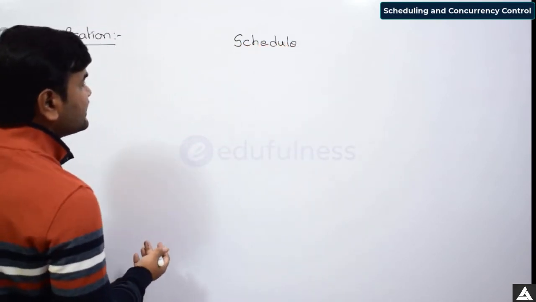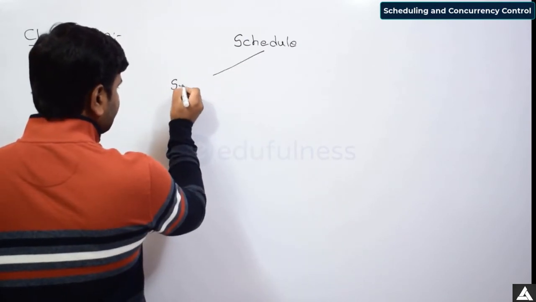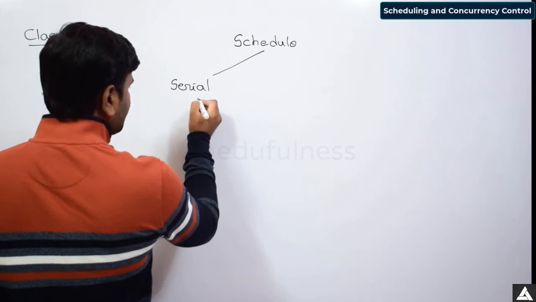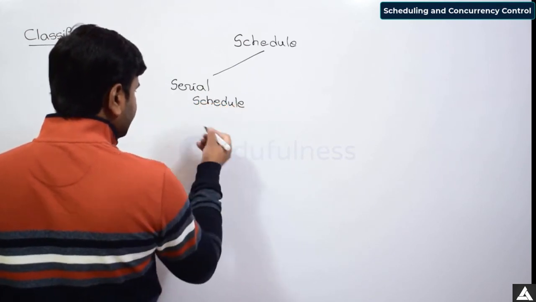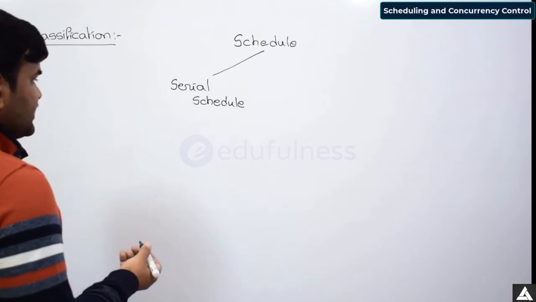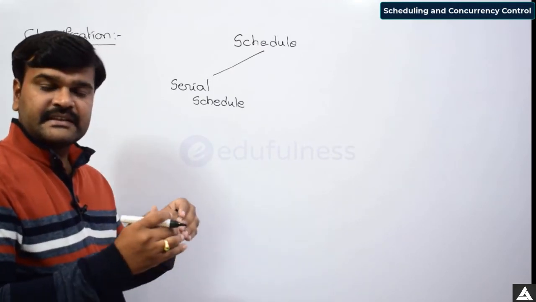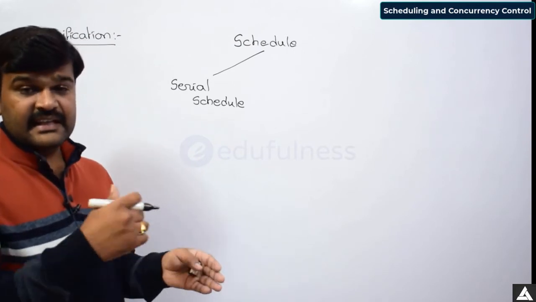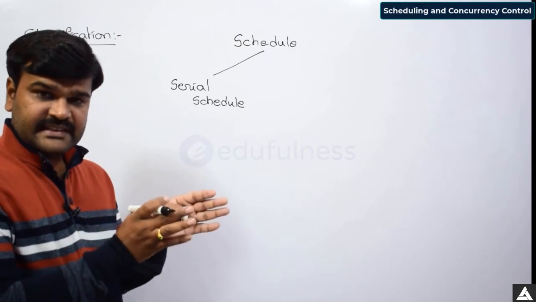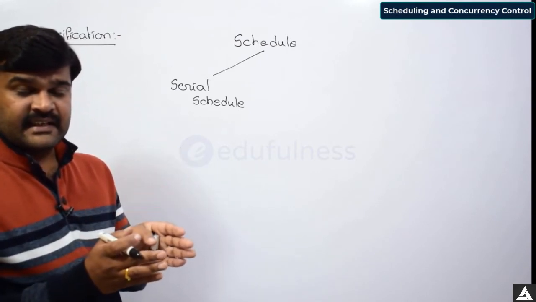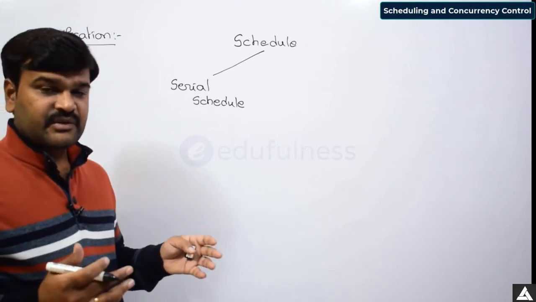these schedules are two types actually. One is a serial schedule. So what is the meaning of serial schedule? Operations of one transaction are completely executed, after that another transaction's operations you are executing. So that means one transaction, then another transaction, and then another transaction. Like that you are going to execute.